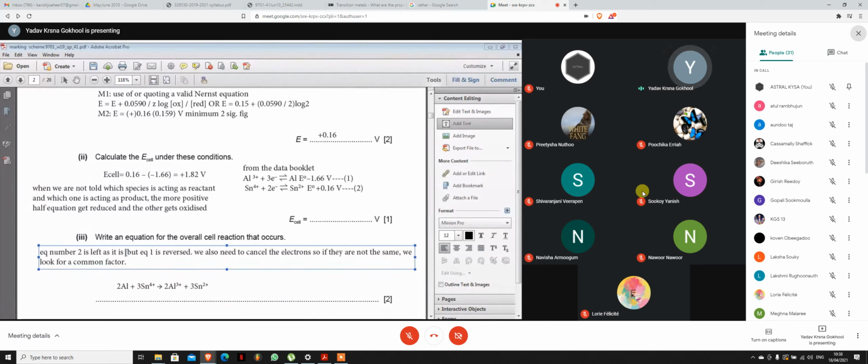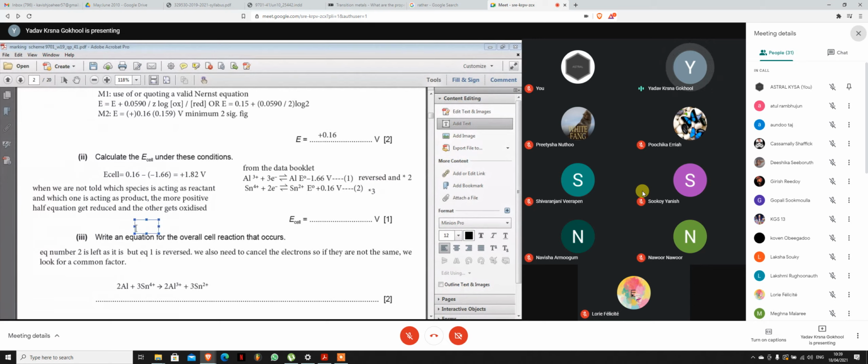One is reversed. Okay, so here this equation is reversed and multiplied by 2. Here this one is only multiplied by 3. Why are we multiplying by 2 or 3? This is to balance the number of electrons. Okay, so I hope that now it is fine. So when you reverse this one, it is going to become plus 1.66 volt.